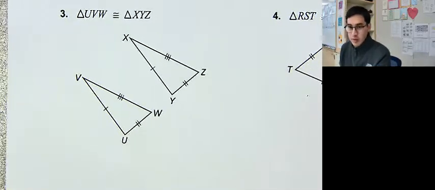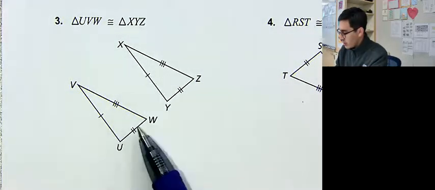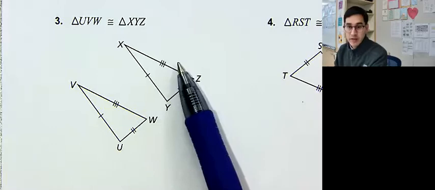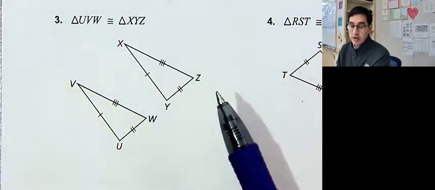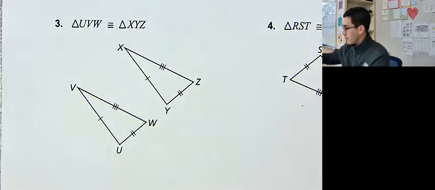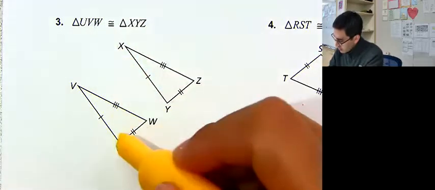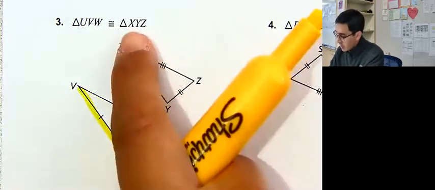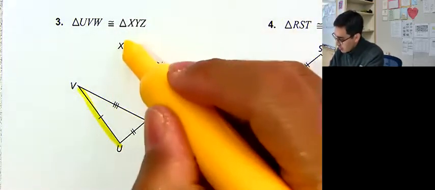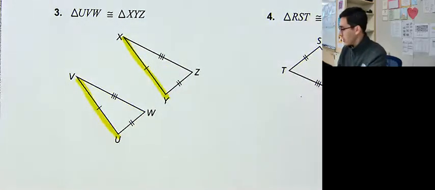All right. So number three is probably the most obvious one, right? We have 1, 2, 3 pairs of sides. So it's pretty clear that these triangles are congruent. Now let's just check if they're named correctly. Okay. So the first triangle goes UV. So we'll highlight that in yellow. Second triangle goes XY. We'll highlight that in yellow. Okay. So far, so good, right? Those two sides do form a pair.